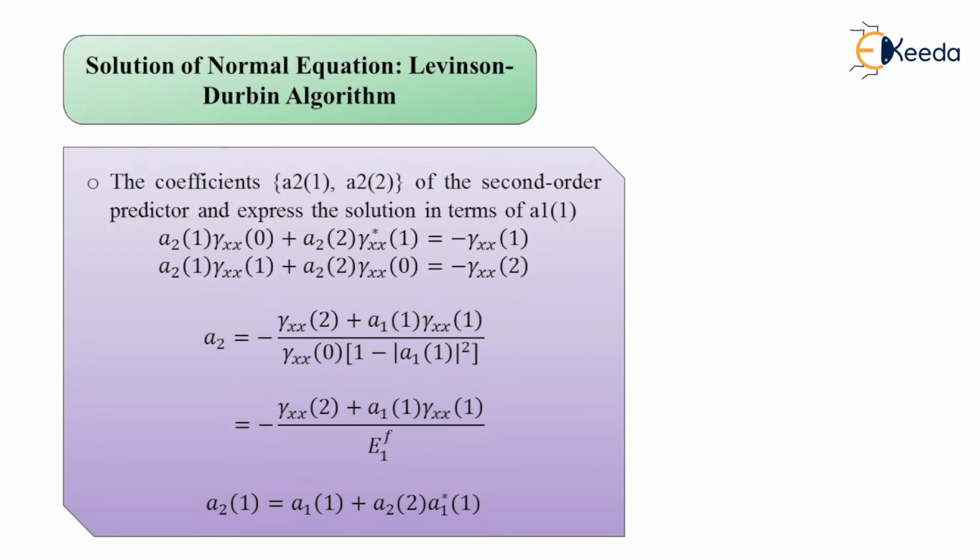So here we have a2 of 2 equal to capital K2. Capital K, as I discussed, is the reflection coefficient. So K2 will be the second reflection coefficient in the current lattice filter here. If we go on proceeding in this particular manner, then we can have an expression of the coefficients of the mth order predictor in terms of the coefficients of the m minus first order predictor.